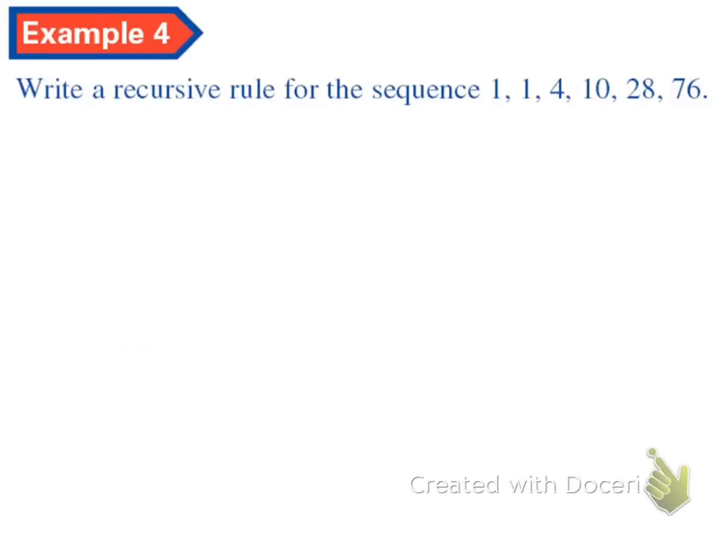In example 4, we're asked to write a recursive rule for a sequence. So we have to come up with our own pattern. So it's going to take some trial and error. You would look at the first term, and you see, is there anything that you can do to the first term to get the second term, the third term, the fourth term, the fifth term, and so on. One way to get from the first term to the second term would be to multiply by 1. 1 times 1 would give you 1, but then that wouldn't get you from the second term to the third term if you're just multiplying by 1. So that's not quite it.